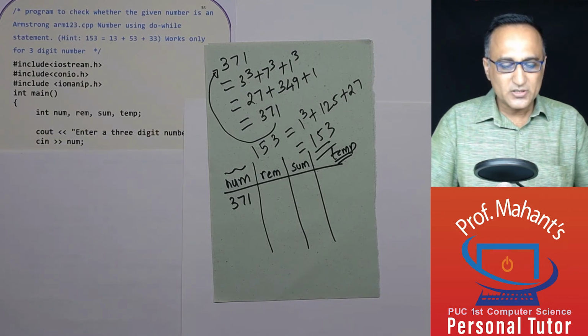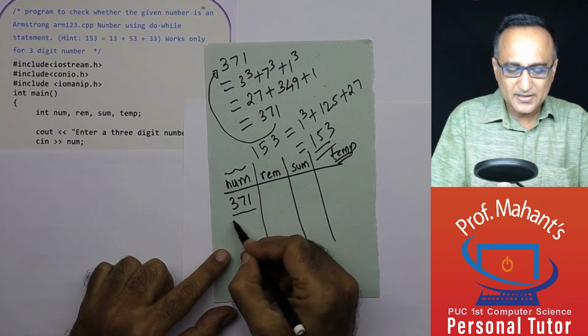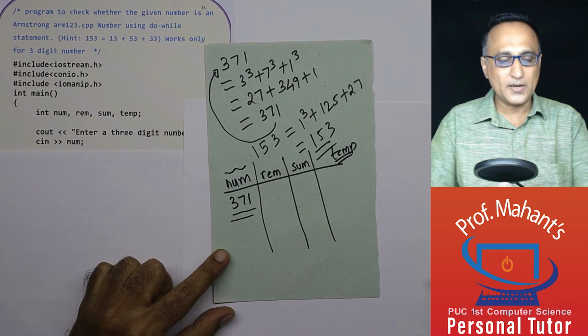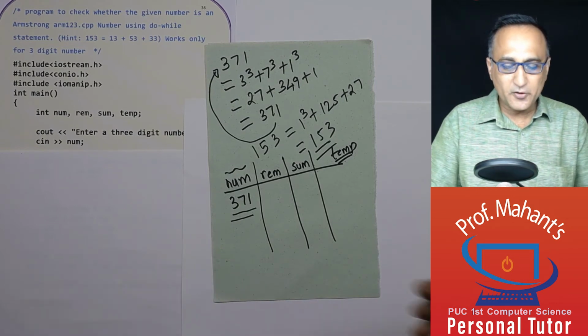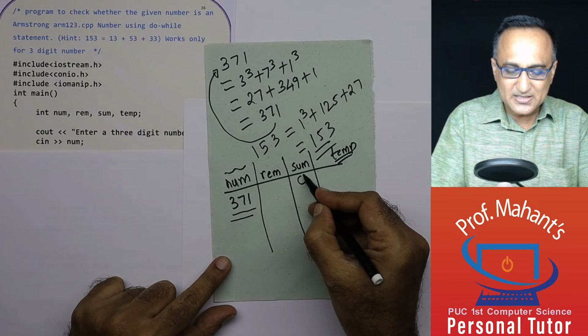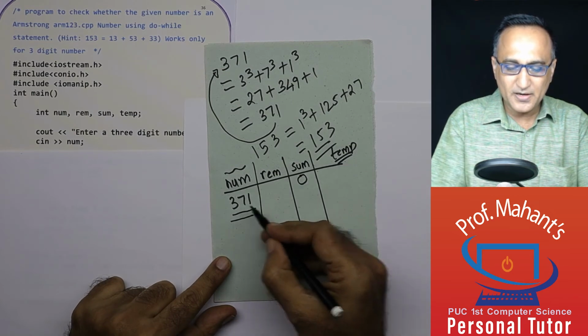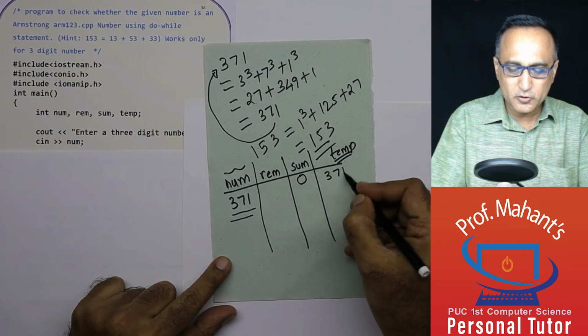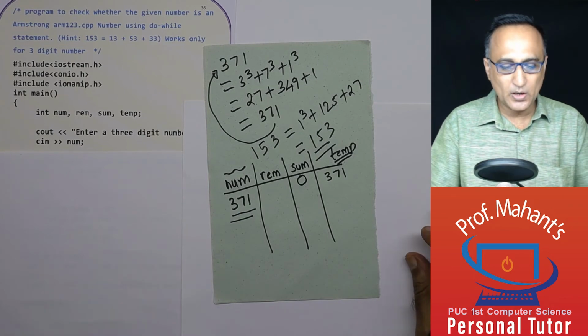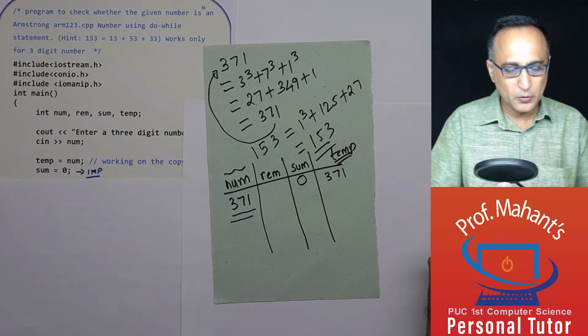I'm going to ask the user to enter the number. The user enters the number as 371. Now what I need to do is make sure that sum is 0 first and the value of number is copied to temp. So temp also becomes equal to 371. That's what I am doing here.